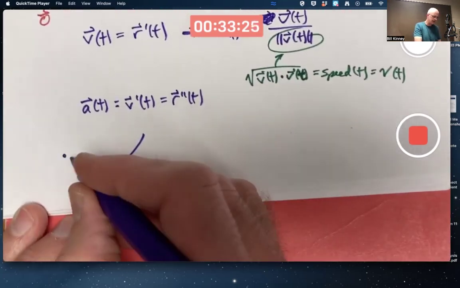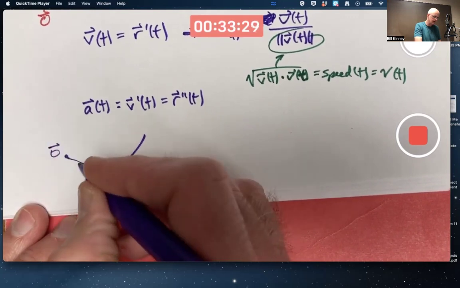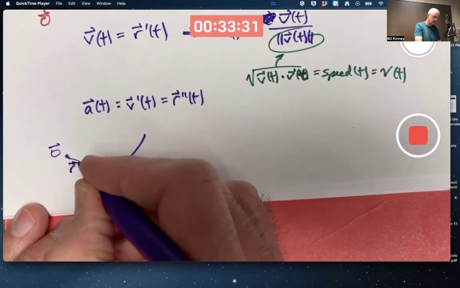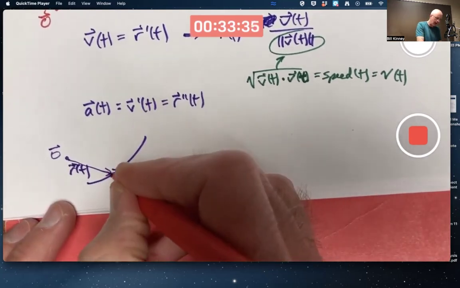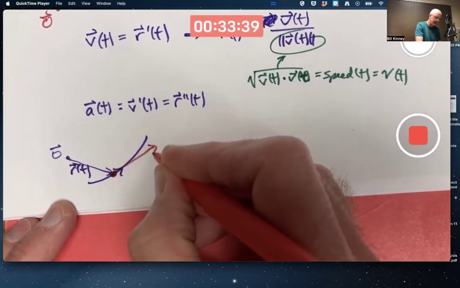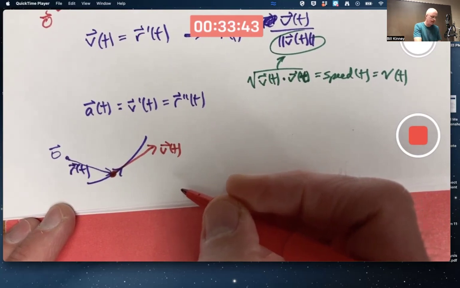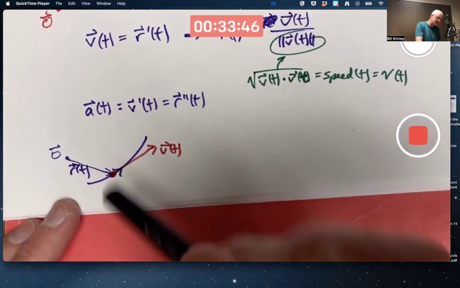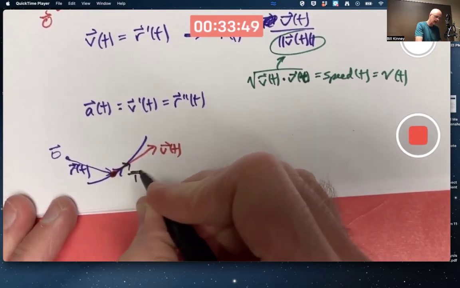Effectively, your position vectors, you always want to draw them starting from the origin and going out to the curve. But the velocity vector and the acceleration vector, you want to draw at the point that you're thinking about at that moment in time. Velocity vector is always tangent to the curve and has length equal to the speed. The unit tangent vector points in the same direction as the velocity vector, but its length is one.